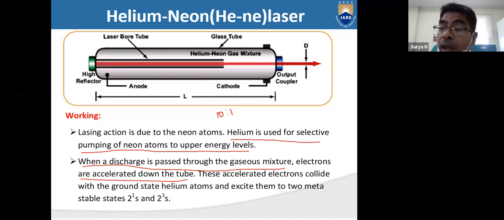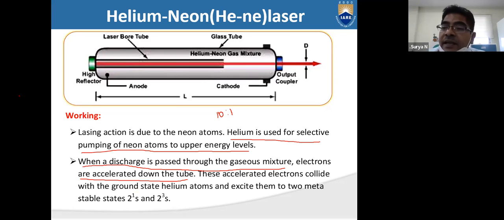As I told you earlier, I'll tell you the reason for taking two metastable states. This laser comprises a 4-level system. One is the ground state and the other is an excited state, E1 and E2, and later we took the two metastable states as E3 and E4. The reason is that the accelerated electrons collide with the ground state helium atoms and excite them to two metastable states, one is 2,1s and the other is 2,3s.